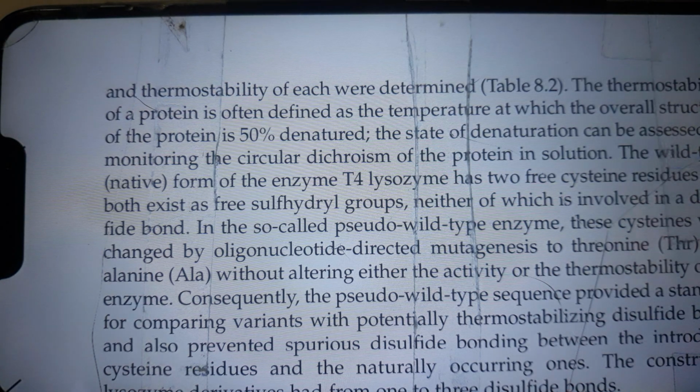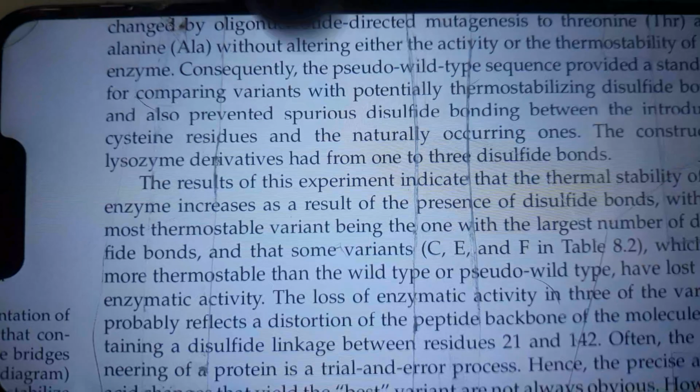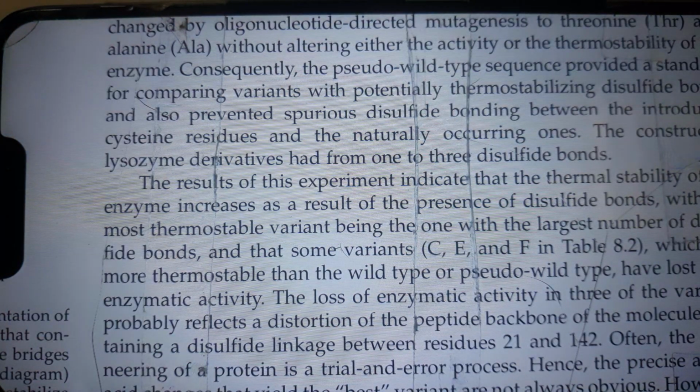The wild-type, native form of the enzyme T4 lysozyme has 2 free cysteine residues that both exist as free sulfhydryl groups, neither of which is involved in a disulfide bond. In the so-called pseudo-wild-type enzyme, these cysteines were changed by oligonucleotide-directed mutagenesis to threonine and alanine without altering either the activity or the thermostability of the enzyme. Consequently, the pseudo-wild-type sequence provided a standard for comparing variants with potential thermostabilizing disulfide bonds and also prevented spurious disulfide bonding between the introduced cysteine residues and the naturally occurring ones.